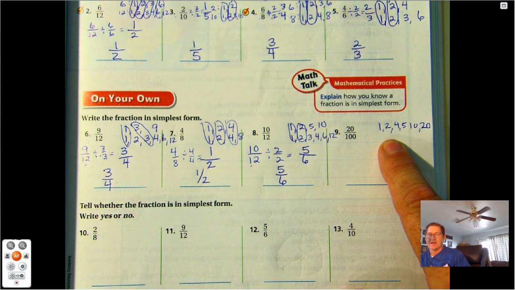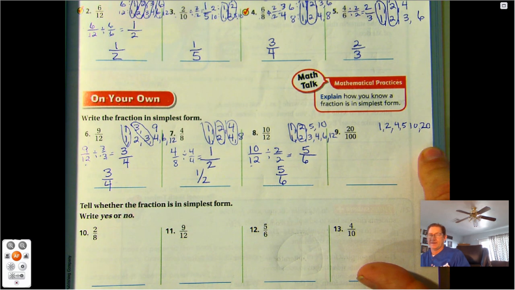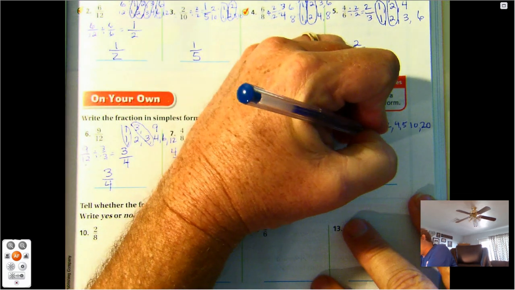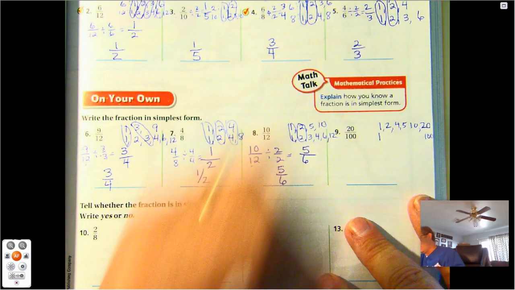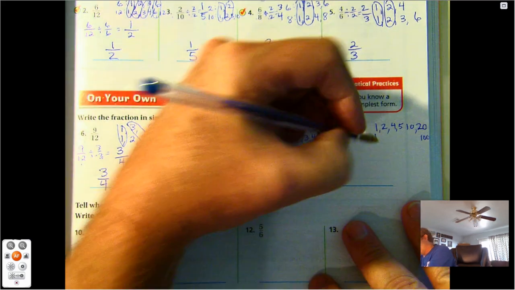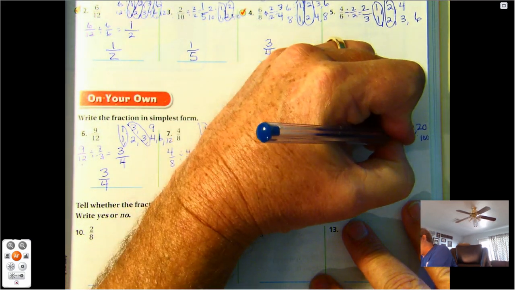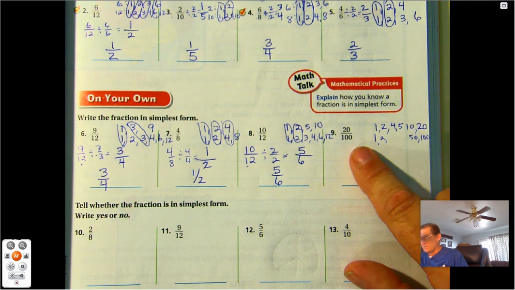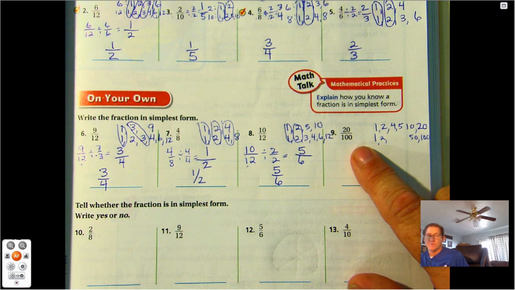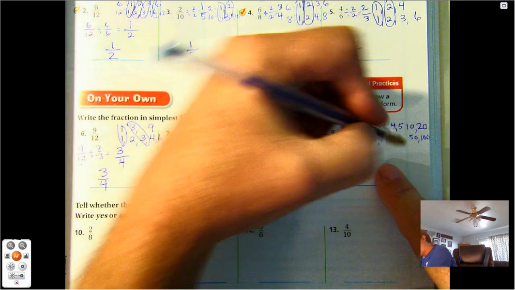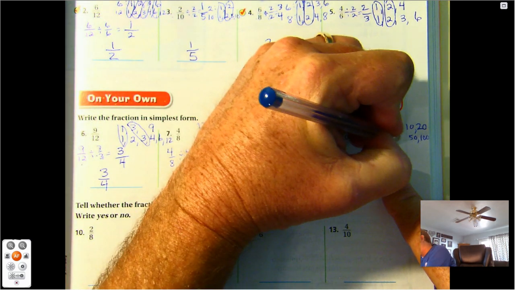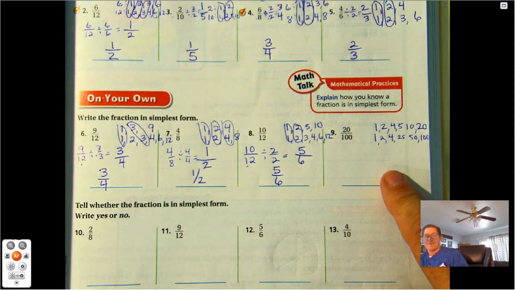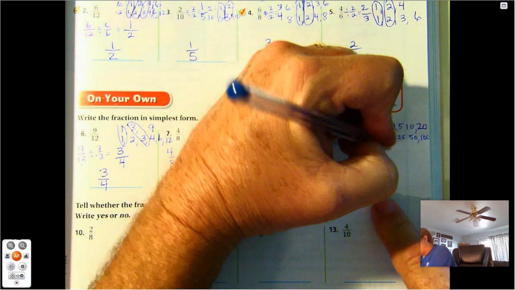Factors of 100. 1 and 100. 2 and 50. 3 won't work because 1 plus nothing is 1, and 1 is not divisible by 3. 4 and 25. 5 will work because 100 ends in 0. 5 and 20 is 100.